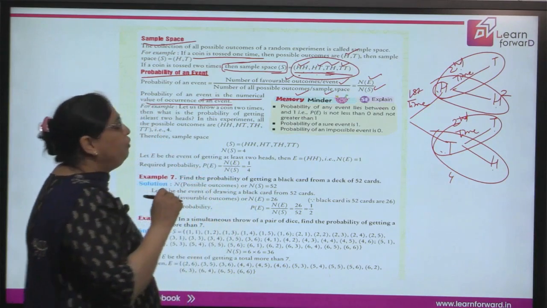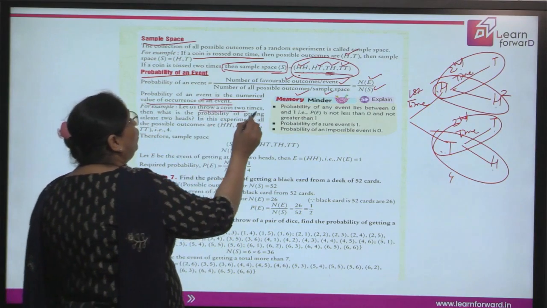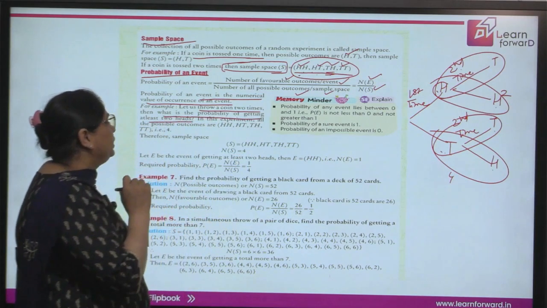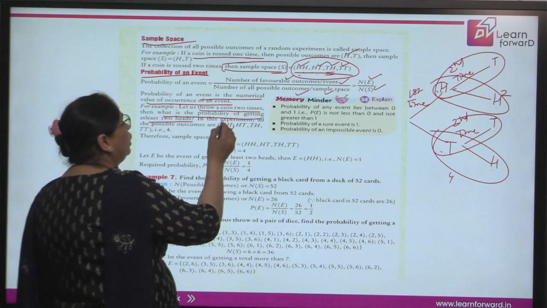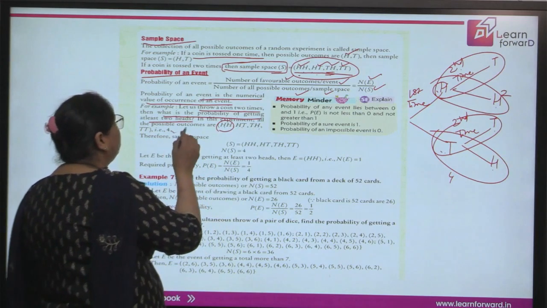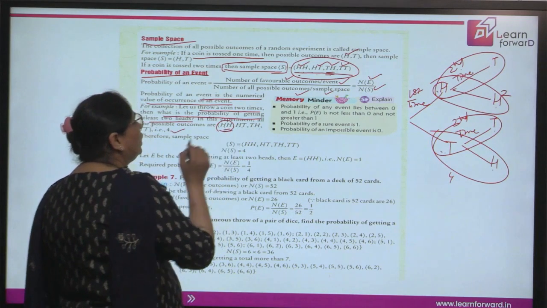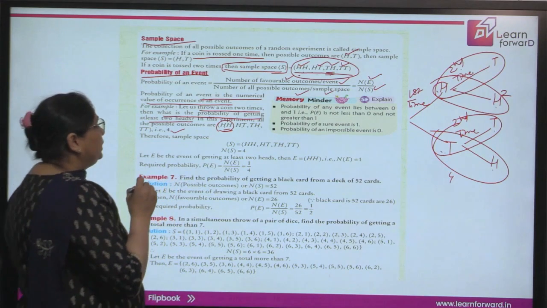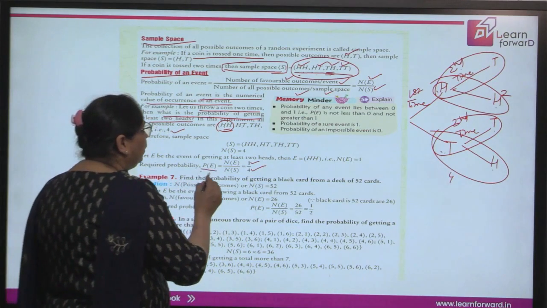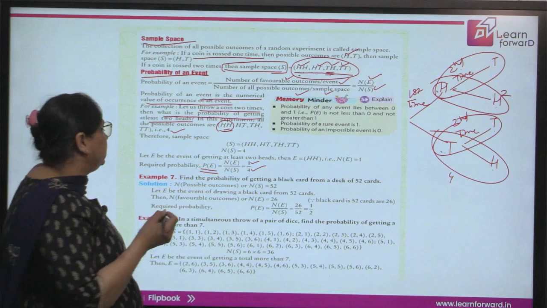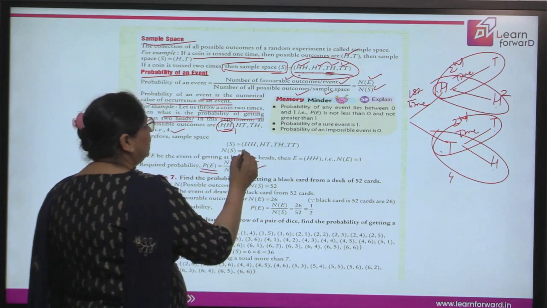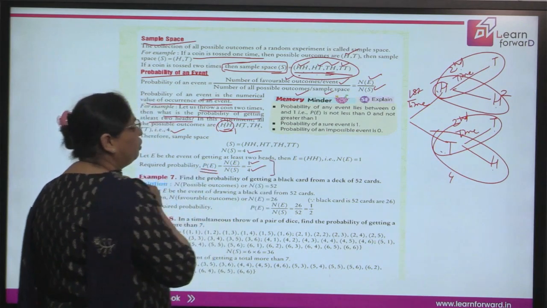For example, if we toss a coin 2 times, what is the probability of getting 2 heads? These are the 4 outcomes, and out of these only one case gives 2 heads. So the probability of getting 2 heads is 1 upon 4, because the favorable case occurs once and the total number of outcomes is 4.